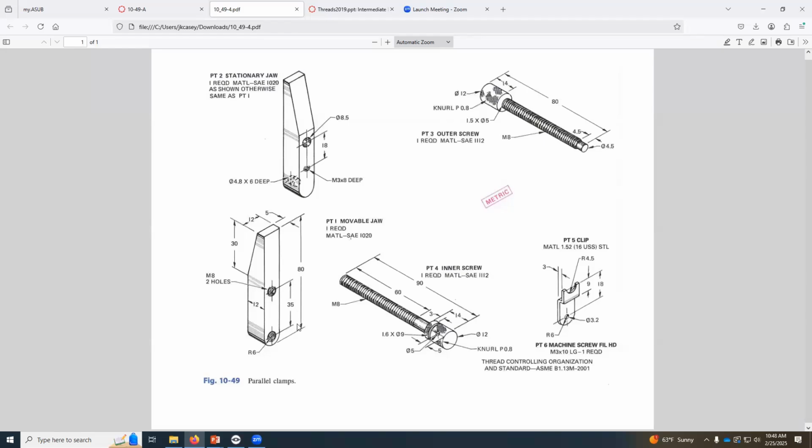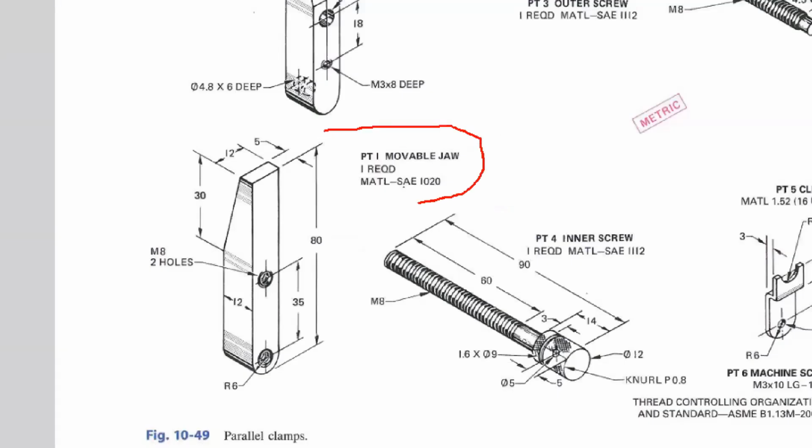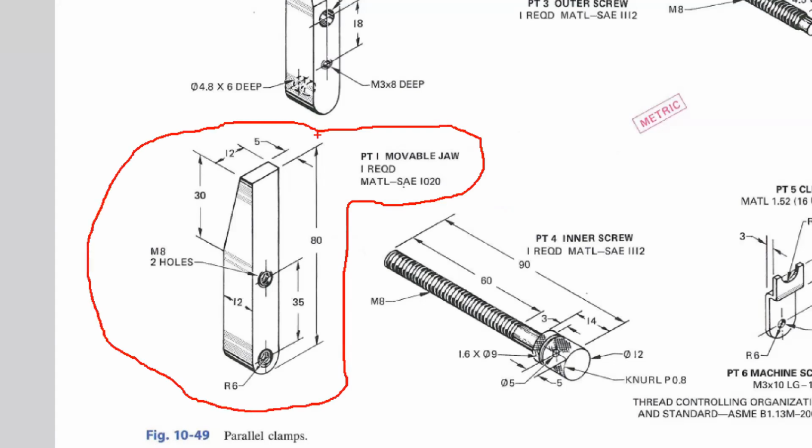If we look at this first part, which is part 1, the movable jaw. Okay. So the movable jaw has 2 holes that are M8. What does that mean? When you see M8, what does that mean? Metric screw, it's got a nominal diameter of 8. That's right. This is a threaded hole, right?